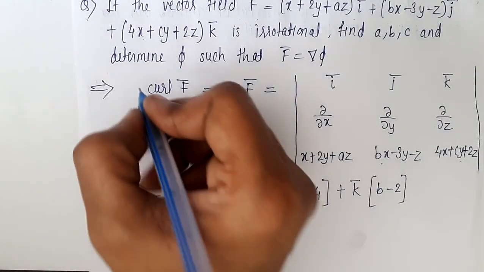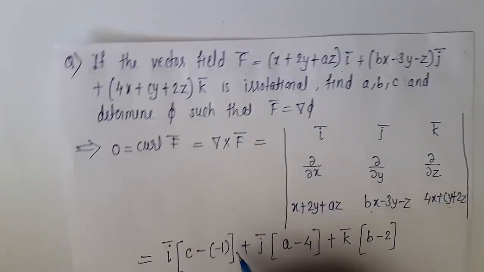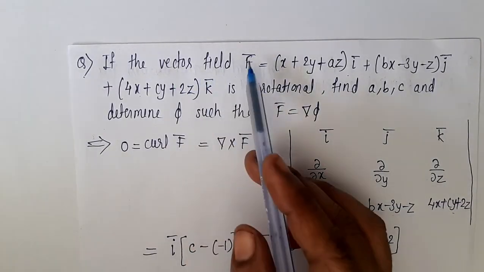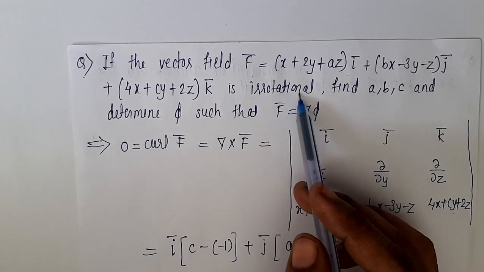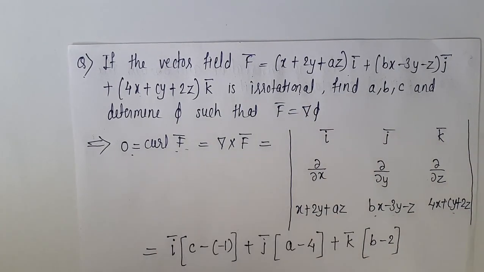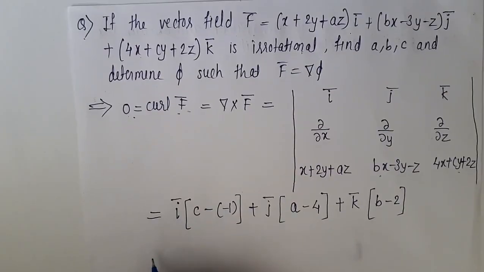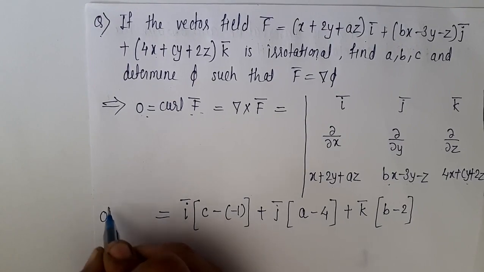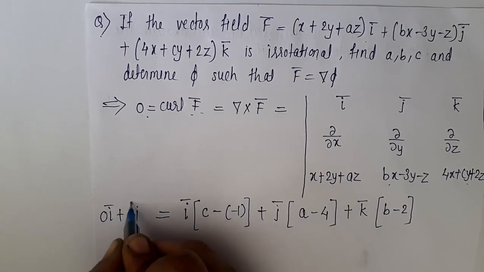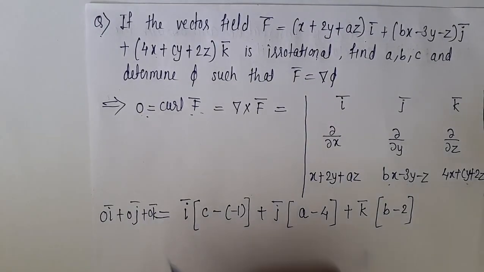Now what is our left hand side? We have given that this curl of F is equal to 0. Read this question properly. If the vector field is irrotational means curl of F is equal to 0. This is given. Now what is the meaning of this 0? Can we write this 0 as 0i plus 0j plus 0k? 0 can be written as 0i plus 0j plus 0k.